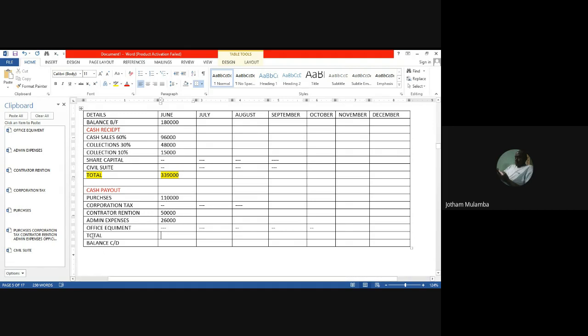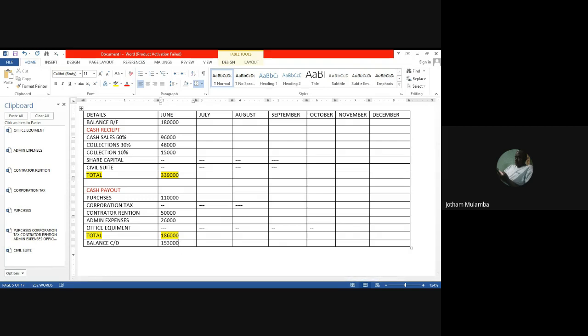So who is giving us the total cash payout? 186,000. Now, for us to get the balance carried down, we subtract cash payout from cash received. Total cash receipt minus cash payout. What do you get? 153,000.